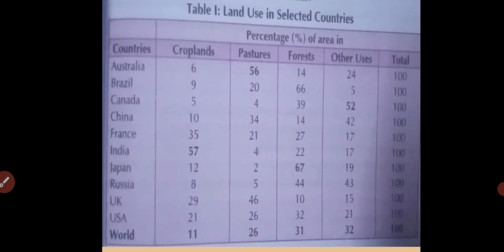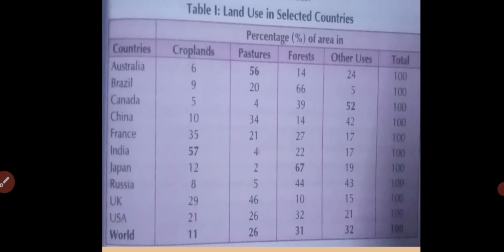Now, see in this table, this is the land use pattern in different countries: croplands, pasture, forest and other uses. कैसी उनकी land use होती है. For example, in India 57% land is used for agriculture, 4% for pasture, 22% for forest and 17% for other uses. Other uses mean making houses, roads, industries, etc. These are the different land use patterns in the different countries.